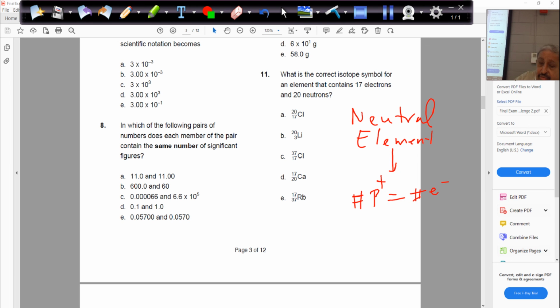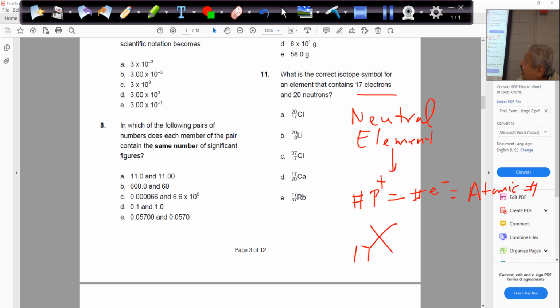Then this is the atomic number. The atomic number is at the bottom, the smaller value at the bottom, and it's the number of protons, which, because the element is neutral, equals the number of electrons. So our element will be X, and the bottom here has to be 17. That's the number of protons. Do any calculation? No.